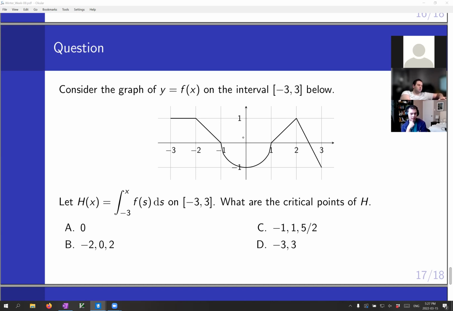Yes, capital H is an antiderivative of little f, and that is the other part of the fundamental theorem. Yeah. So when you take the derivative of an integral, it becomes the function. Yes, generally that is the fundamental theorem, but you have to be a little bit careful, right?